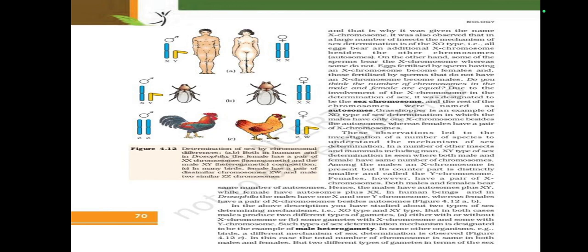Figure 4.12a, b. In the above description, you have studied two types of sex determining mechanisms, that is, XO type and XY type. But in both cases, males produce two different types of gametes, either with or without an X chromosome, or some gametes with an X chromosome and some with a Y chromosome. Such a sex determination mechanism is designated as an example of male heterogamety.